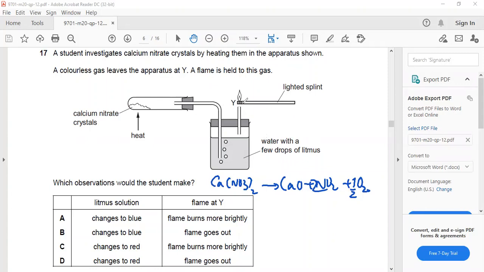So with calcium nitrate here, you will get nitrogen dioxide, which is acidic. Acidic means it turns damp blue litmus red. So changes to blue is wrong. Changes to red must be there. And this gas is oxygen because it is not dissolved in water. There are two gases. So C is the answer. A flame burns more brightly in oxygen, as it helps in burning.